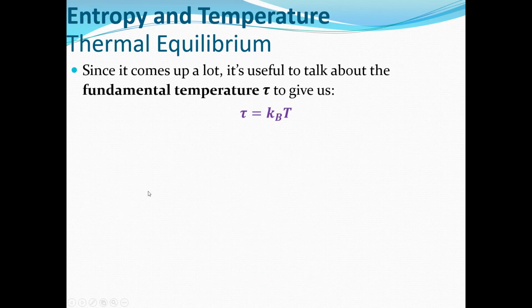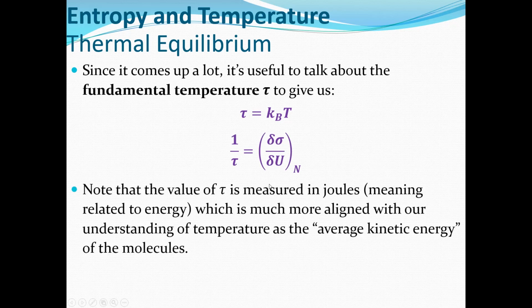All right. Because the Boltzmann constant KB times the temperature comes up so much, a lot of times we simplify it and talk about something called the fundamental temperature, represented by tau. And that's again defined as KB times T. So it turns our equation into this. One thing to note is that this tau is actually measured in units of energy, in joules.